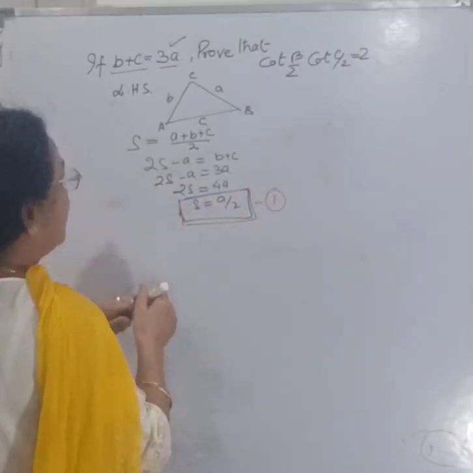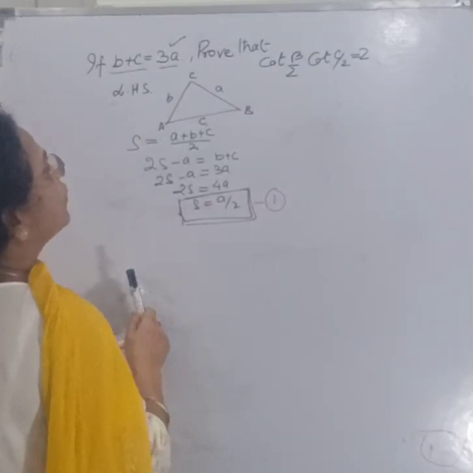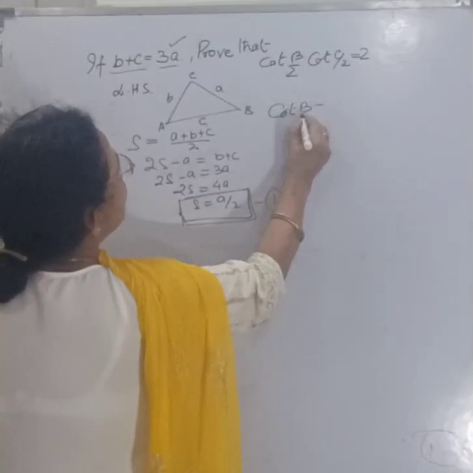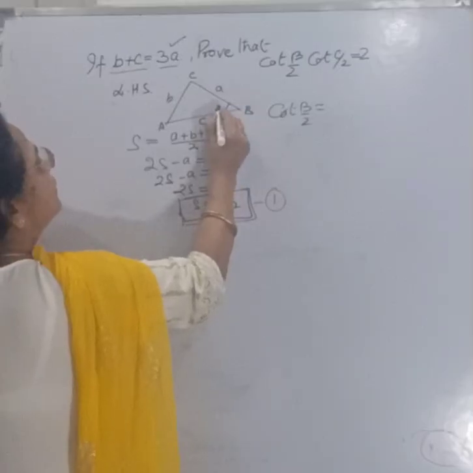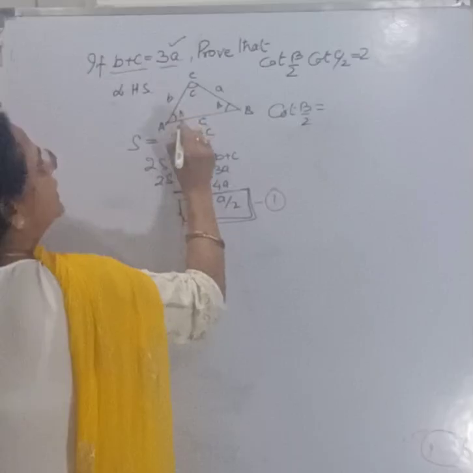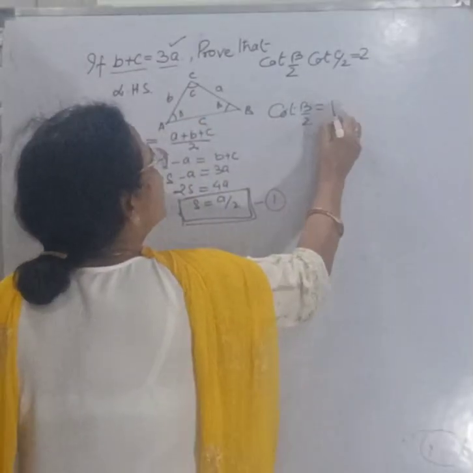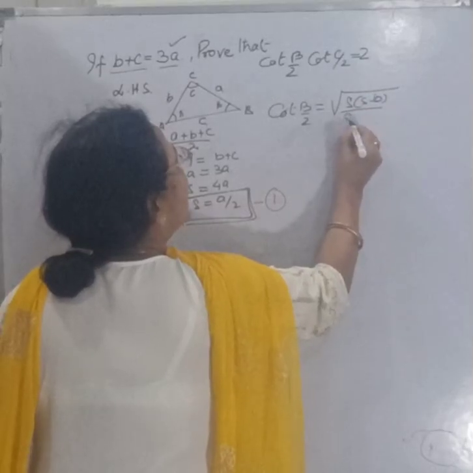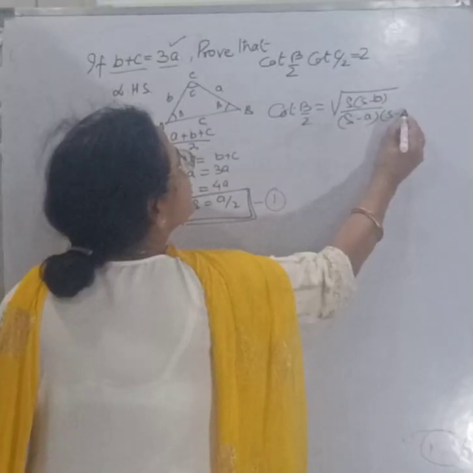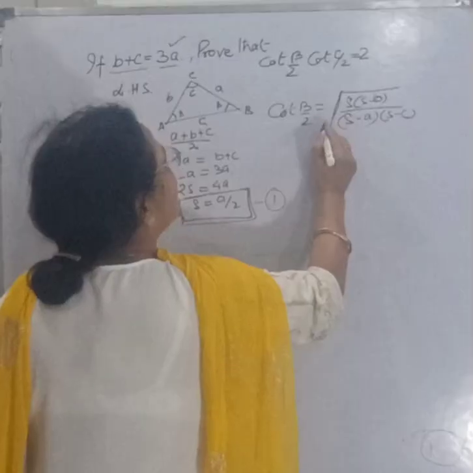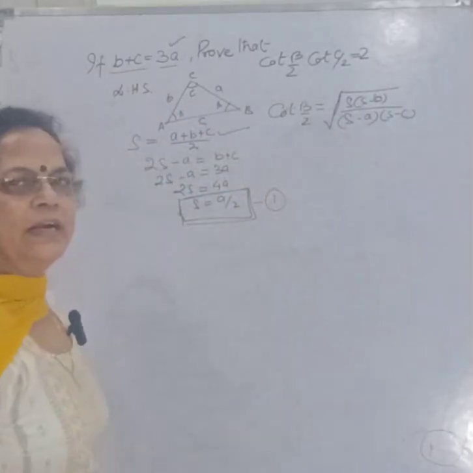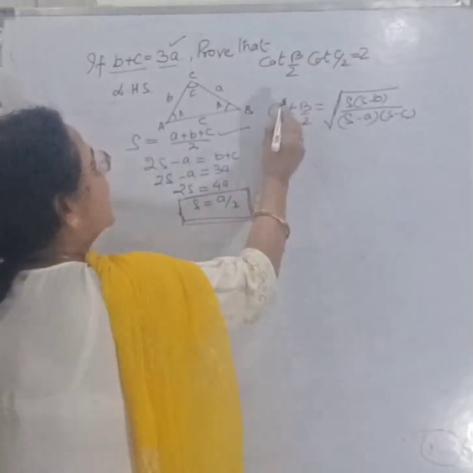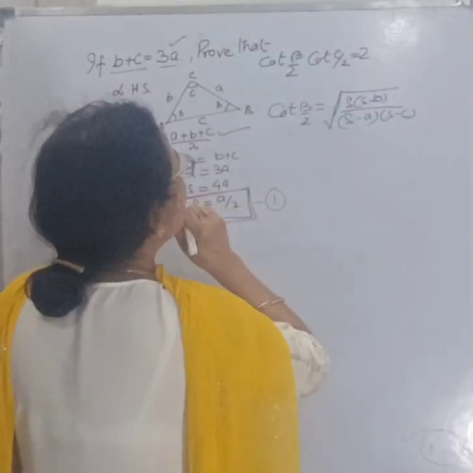Now, the formula of cot of B by 2 and cot of C by 2 in terms of S. In this triangle, this is angle B, this is angle C and this is angle A. Then cot of B by 2 can be written as root of S into S minus B upon S minus A into S minus C. This is the formula of cot of B by 2 in terms of S. That is why we have used this S. We can write the formula for cot of B by 2, cot of C by 2 and so on in terms of S.